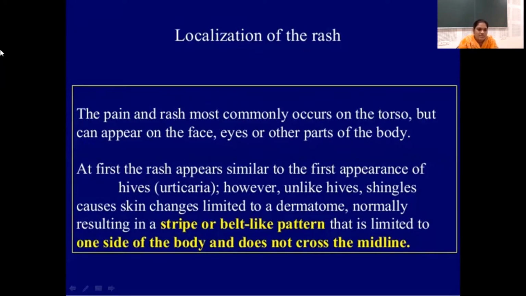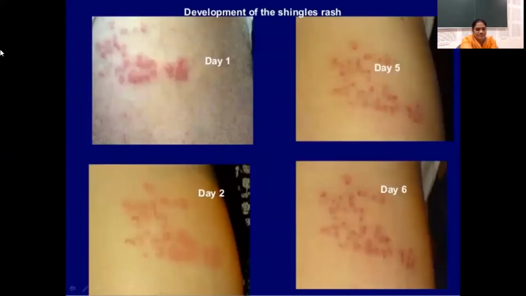At first, the rash appears similar to urticaria. Usually it causes skin changes limited to a dermatome, normally resulting in a belt-like pattern that is limited to one side of the body and does not cross the midline. That is the main feature: it does not cross the midline and is limited to one side of the body.